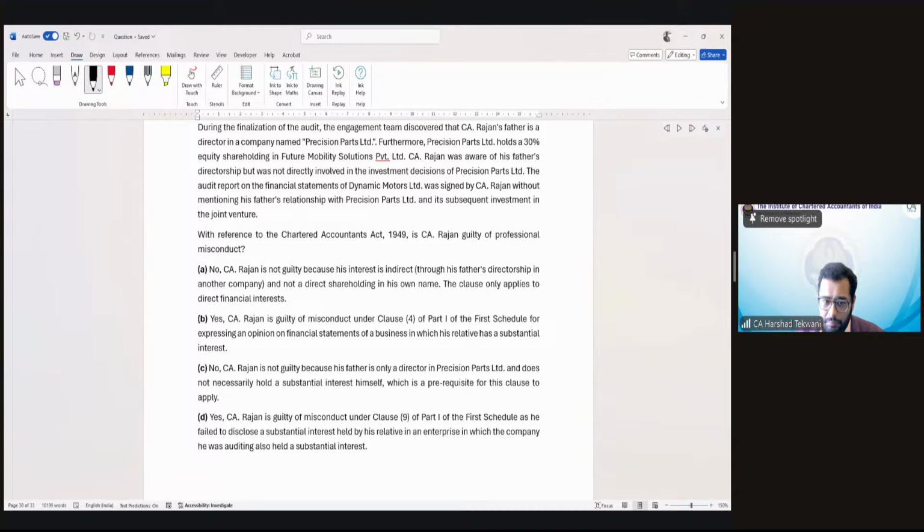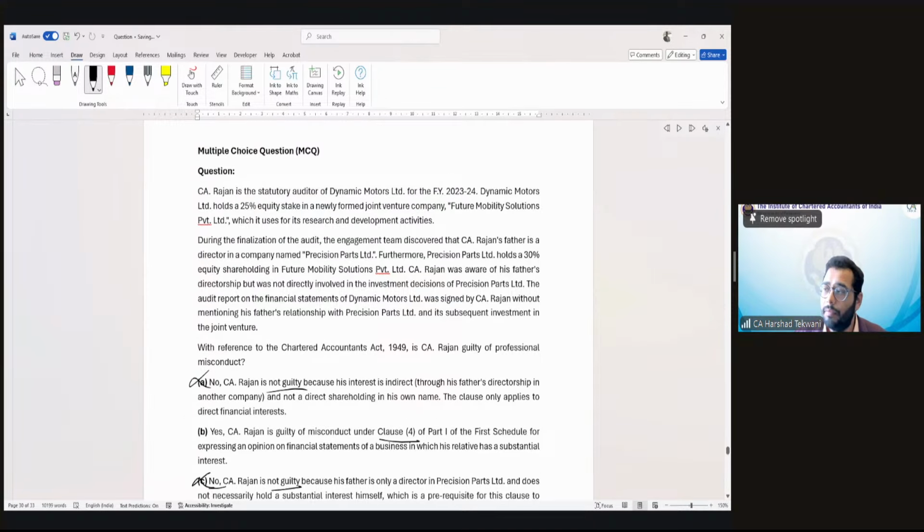D, sir. Absolutely correct. D, because option A says not guilty, which is not correct. Option B talks about guilty of misconduct, but under clause 4. Clause 4 is something else, we have already discussed. Option C says not guilty, again incorrect. Option D says it's guilty under clause 9 that we just now discussed. So option D is the correct one. Clear? Any doubt with this?